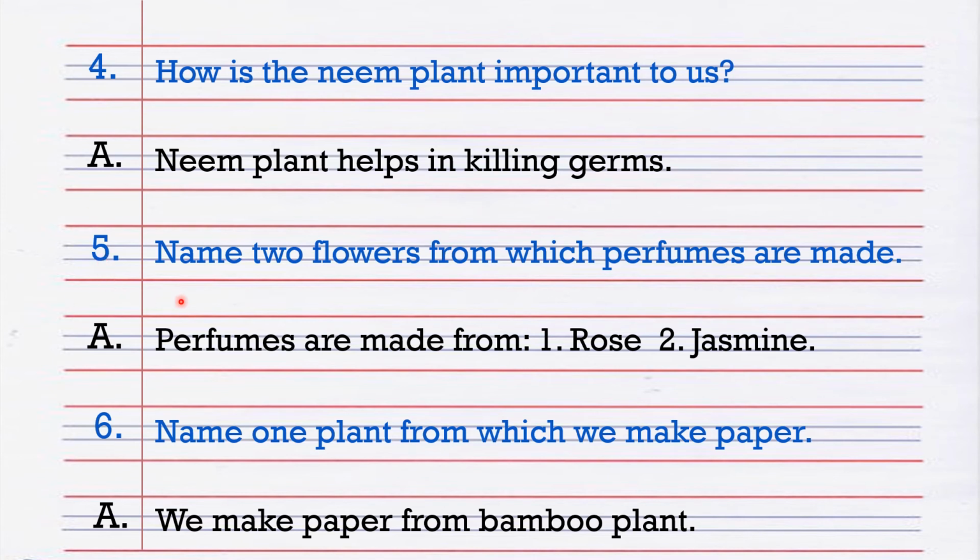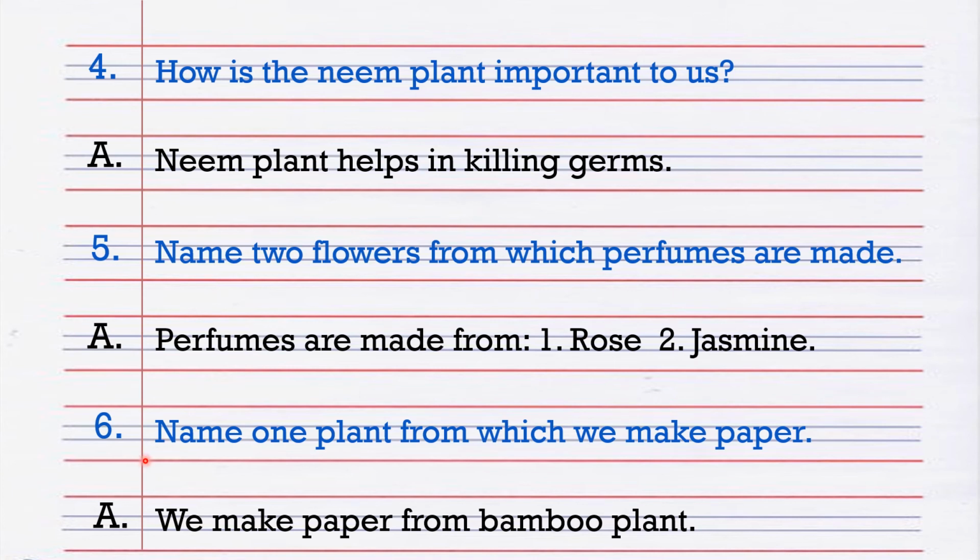Question number 5. Name 2 flowers from which perfumes are made. कोई से ऐसे 2 फ्लावर्स बताने हैं जिससे परफ्यूम बनता है. ये हमने इससे पहले भी अपनी बुक एक्सरसाइज में अभी करा है. So the answer is, perfumes are made from 1 rose and 2 jasmine. रोज एंड जैस्मिन के जो फ्लावर्स होते हैं उनसे परफ्यूम्स बनते हैं.